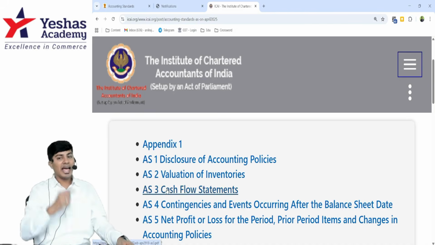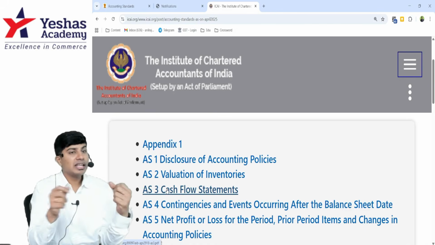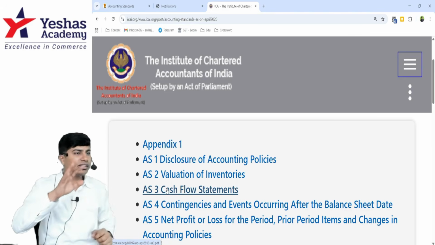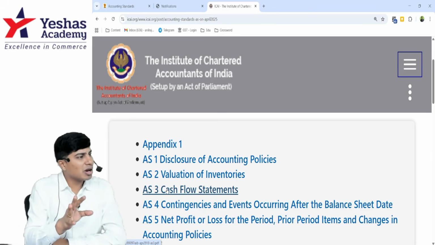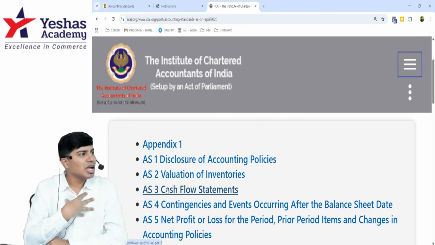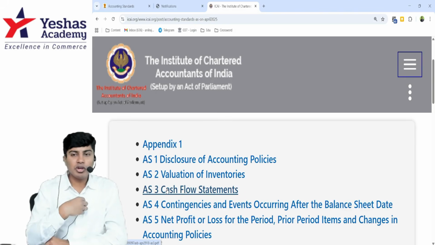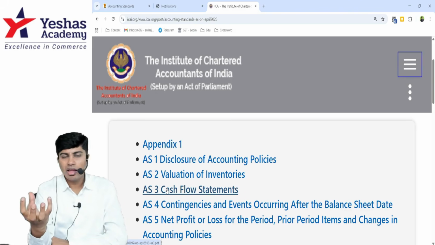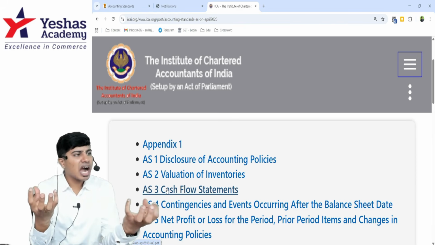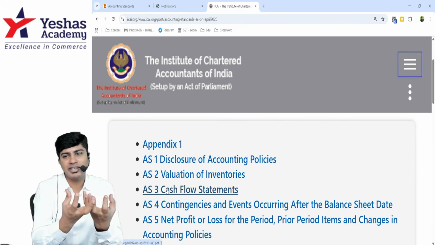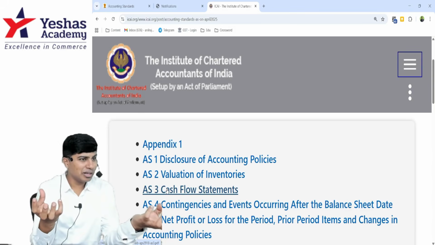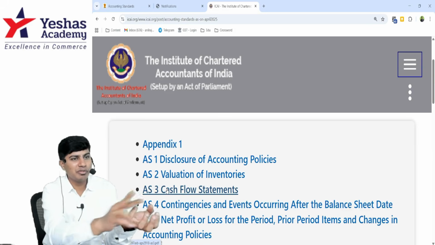It is the same. Actually, there are two different bodies. They have the power to issue two different sets of accounting standards. But thankfully, the same accounting standards have been adopted by both bodies. In our country, the accounting standards notified by MCA are the same as those issued by ICAI's Accounting Standards Board. If not, we would have had to read them separately, and there could have been questions on the differences between them.